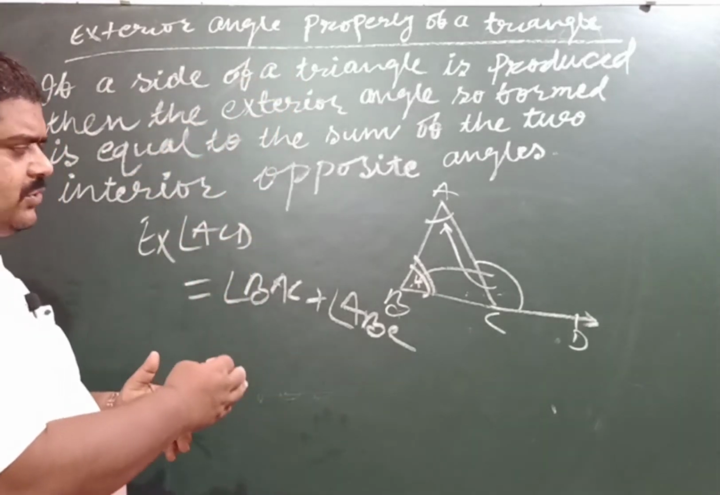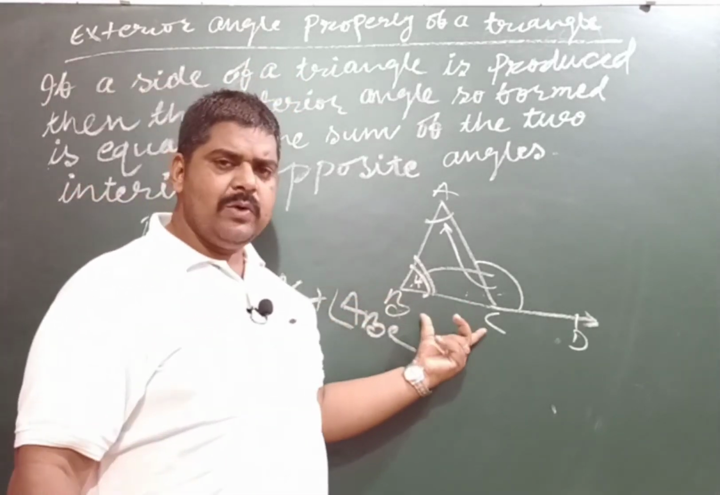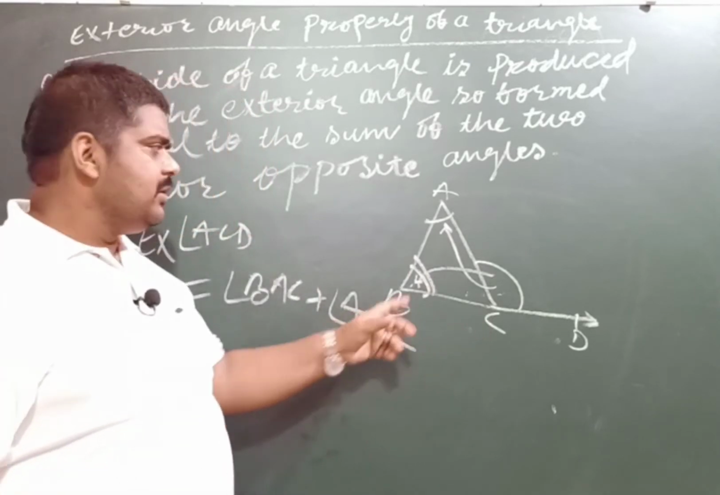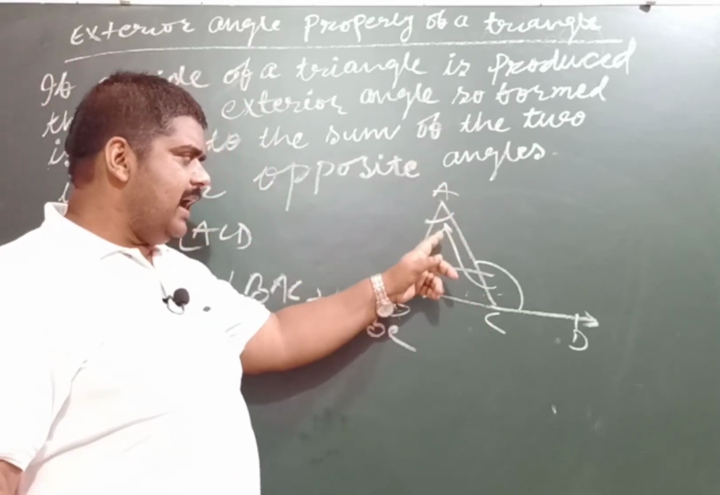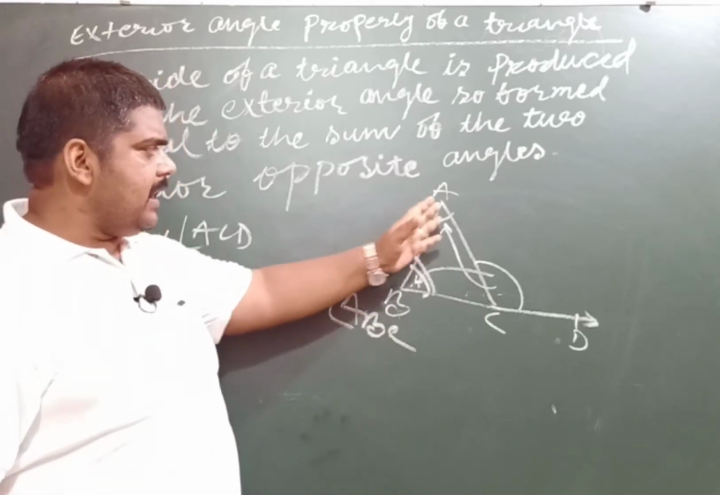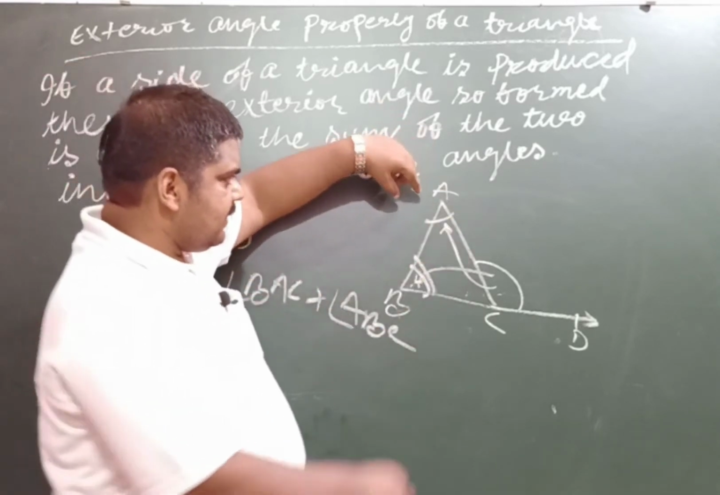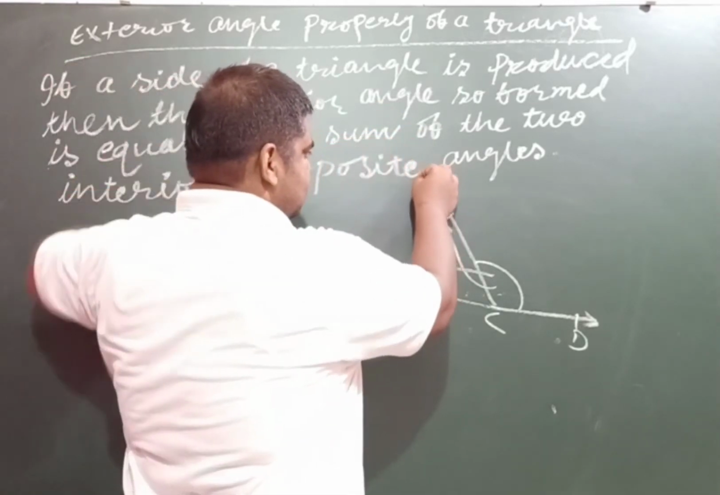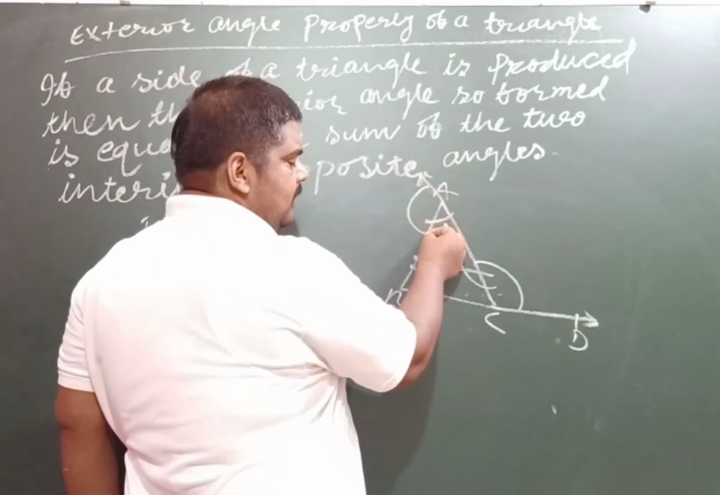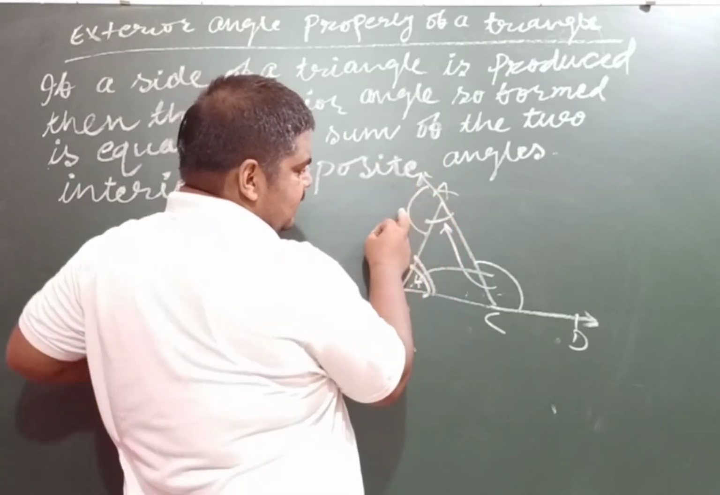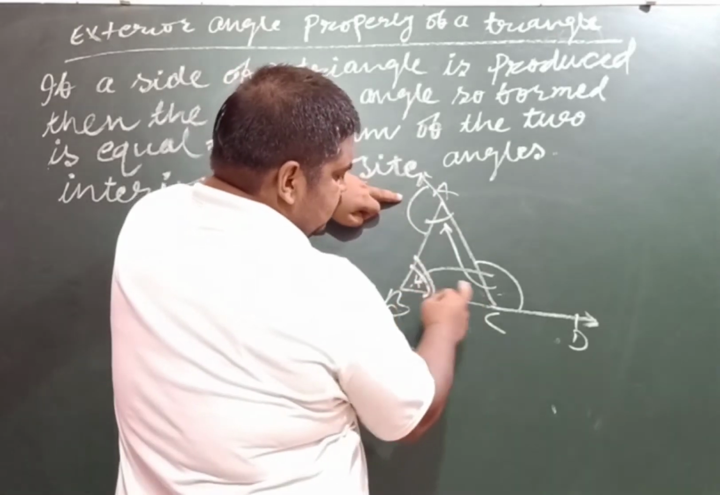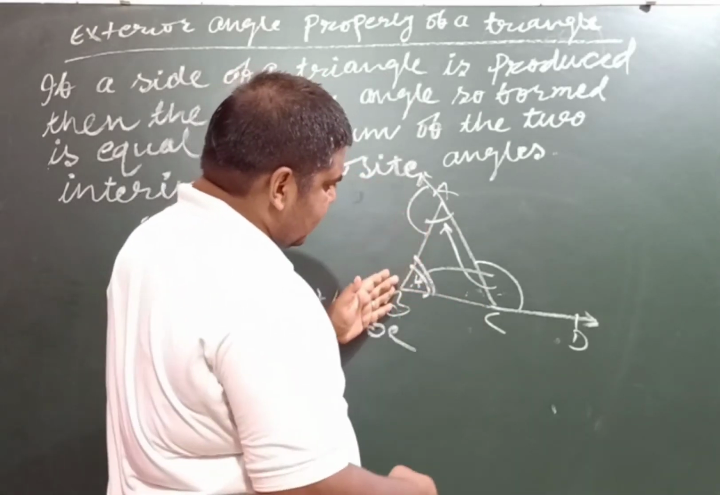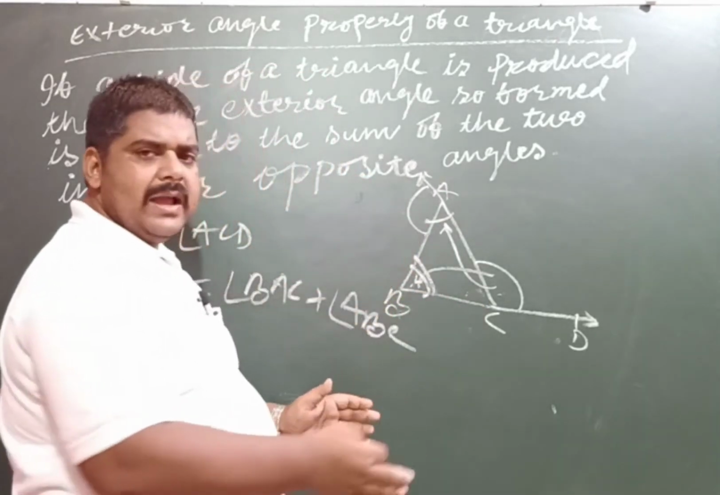It is not necessary that you just extend BC, you may extend AC, then you know very well that this angle will be the exterior angle, and it will be the sum of these two angles. Similarly, you can extend AB and find out.